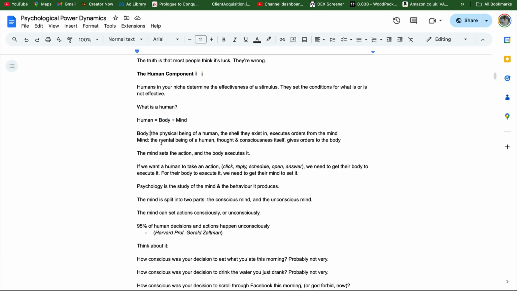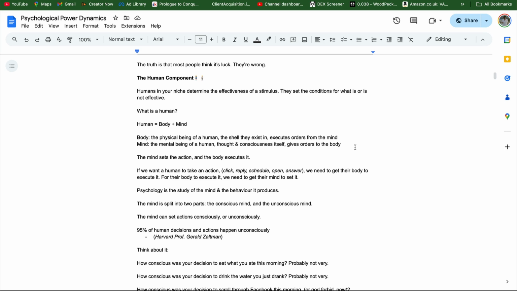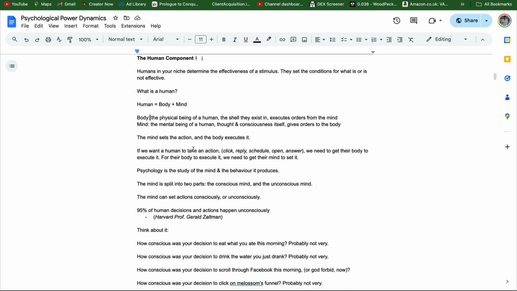Now, the body is the physical being of a human, the shell they exist in, and it executes orders from the mind. And the mind is the mental being of a human. Thought and consciousness is self that gives orders to the body. Now, you might be asking, like, Dylan, of course I know what a human body and mind is. I'm just teaching you how to think in first principles, and this will all make sense when we talk about heuristics going forward, right? Now, the mind sets the action and the body executes it.